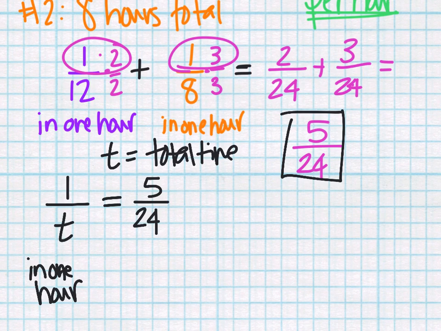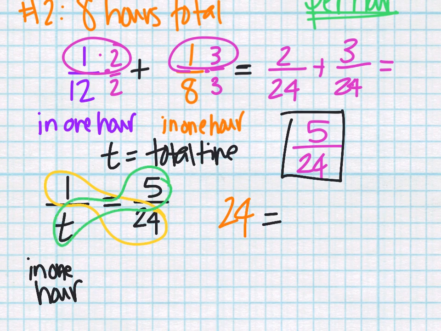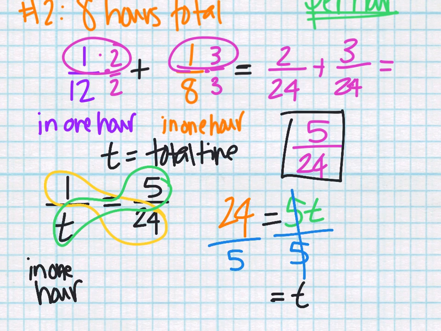So this is just solving proportions. We can just do the butterfly method. 1 times 24 is 24, and that equals 5 times t. So to solve this problem, I'm going to divide both sides by 5. And on the right side, 5t divided by 5, I am left with t. And on the left side, I've got 24 divided by 5.